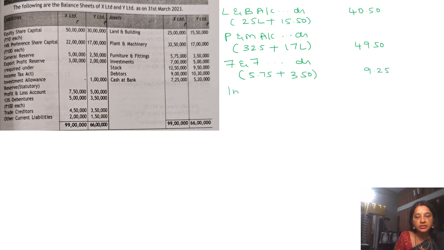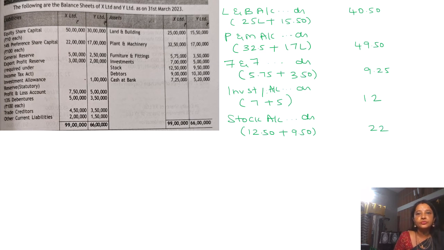Then investments. X investment is 7 lakhs and Y's investment is 5 lakhs. Total investment is 12 lakhs. Then stock account debit. X has a stock of 12 lakh 50, Y has a stock of 9 lakh 50. So total stock is 22 lakhs.